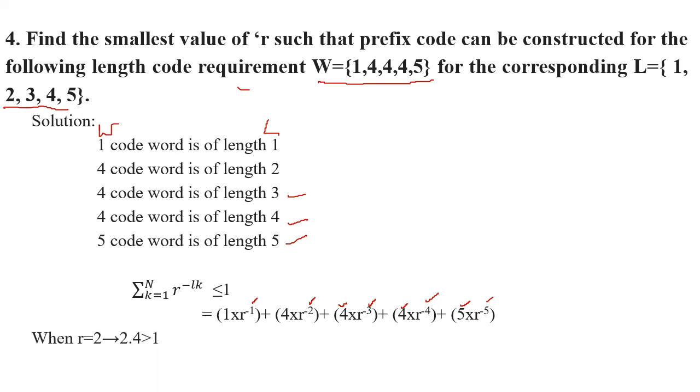Next, we'll try to write it for R equal to 2. If you put R equal to 2 first, you are going to get the value as 2.4 which is greater than 1. So we cannot take it for a binary code. Next, we'll try to put R equal to 3. So when we put R equal to 3, we are going to get the answer as 0.095 which is less than 1. So the minimum value of R for this particular problem is nothing but 3.